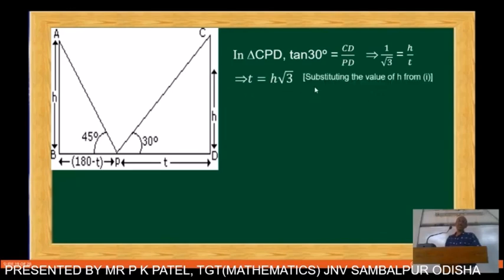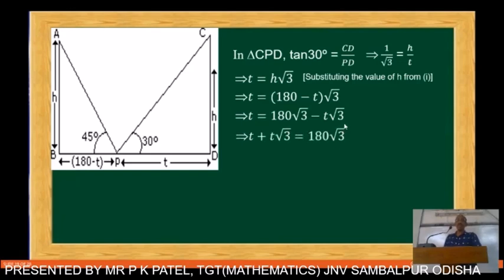Okay, now substituting the value of H from equation 1, the first equation, the same value we found earlier, we will substitute here. So T becomes, in place of H you can write 180 minus T, and root 3 is there. Now simplify this. T is equal to 180 root 3 minus T root 3. So by taking this T root 3 to the left hand side, you'll get T plus T root 3 equal to 180 root 3.